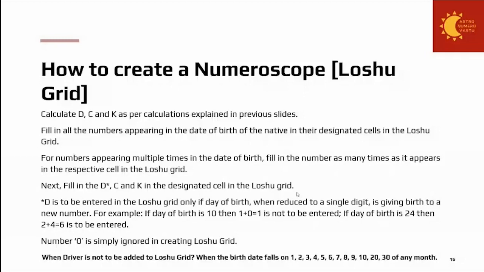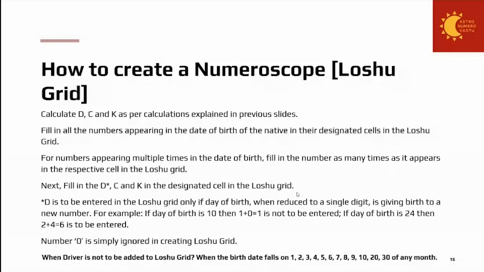All right, so what are the steps? You have the DOB. You will calculate the driver, conductor, and KUA number as per the calculations which we have provided. Then you have to fill in all the numbers that are appearing in the date of birth of the native, and the driver, conductor, and KUA number, in the designated cells in the Loshu grid. If a number is appearing multiple times in the date of birth, you will fill in the number as many times as it appears in the respective cell. I'm going to share a couple of examples with you.